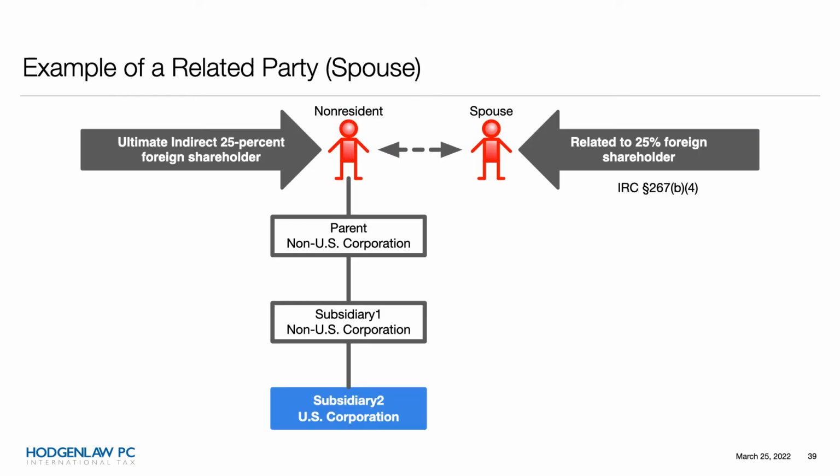Just a simple example of how this works, because it's intuitive and your intuition is correct, cross-reference to the code. You have your ultimate 25% indirect foreign shareholder at the top, and that person's spouse is a related party, and I've given you the cite to section 267, which the regs tell you to use, and that person is a related party. So if there were to be on the general ledger of subsidiary 2 a transaction between subsidiary 2 and the spouse, that would be a reportable transaction, foreshadowing what comes next.